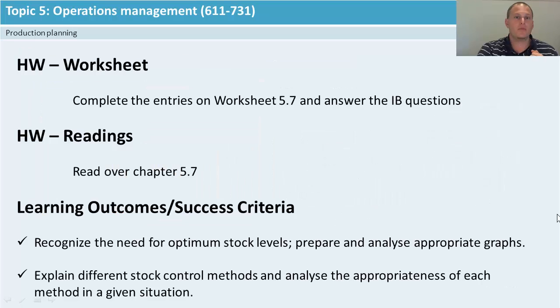Alright, we'll finish it up here. Have a go at the worksheet down the bottom in 5.7 and try the IB questions in the back of your textbook. Read over 5.7 in the notes in the PDF.